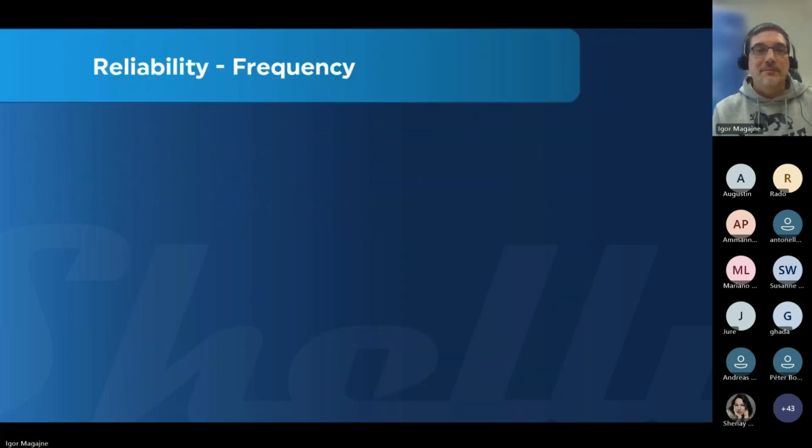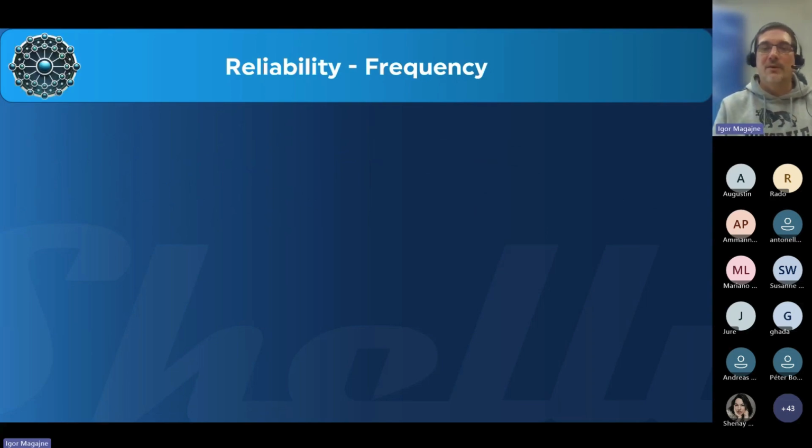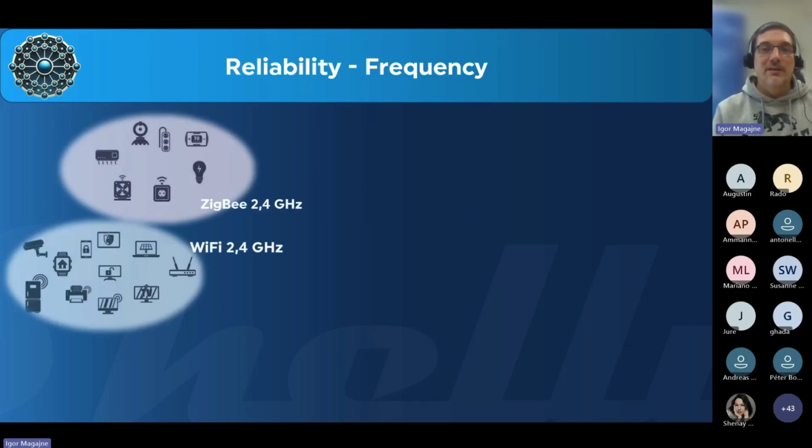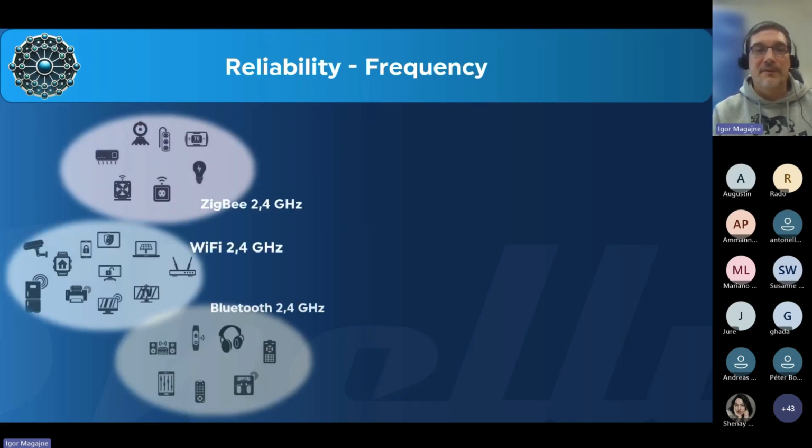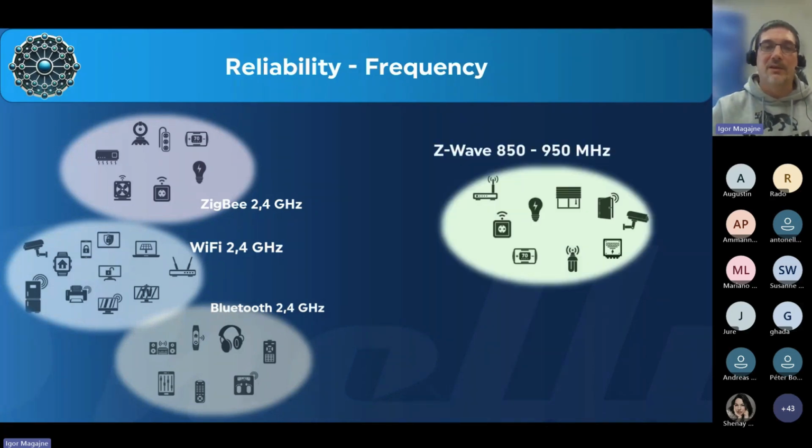Reliability. First of all, we talk about reliability, frequency, because we say it's on a different frequency than the Wi-Fi, Zigbee, Bluetooth. They are all in the same range of frequency. So this frequency is becoming crowded, while Z-Wave works in completely different frequencies. So there is no interaction whatsoever between any Zigbee, Wi-Fi, or Bluetooth devices.